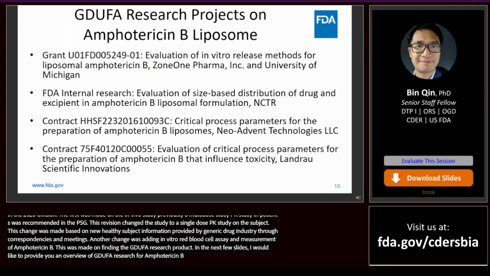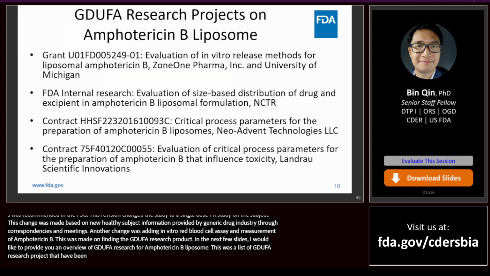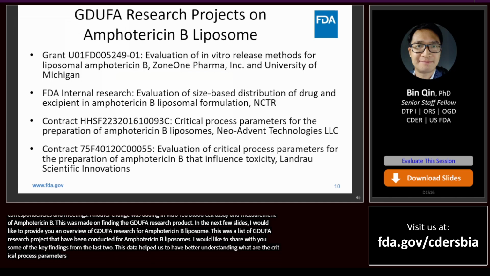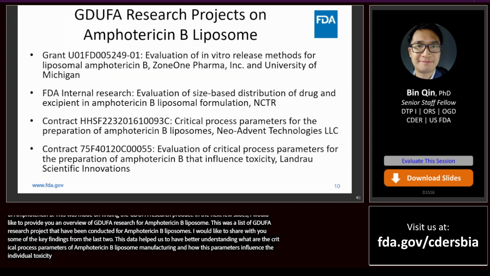This is a list of GDUFA research projects that have been conducted for Amphotericin B liposomes. I would like to share with you some of the key findings from the last 2 contracts, as this data help us to better understand what are the critical process parameters of Amphotericin B liposome manufacturing, and how these parameters influence the in vitro toxicity, as well as what type of categorizations can be used to inform the in vitro toxicity.